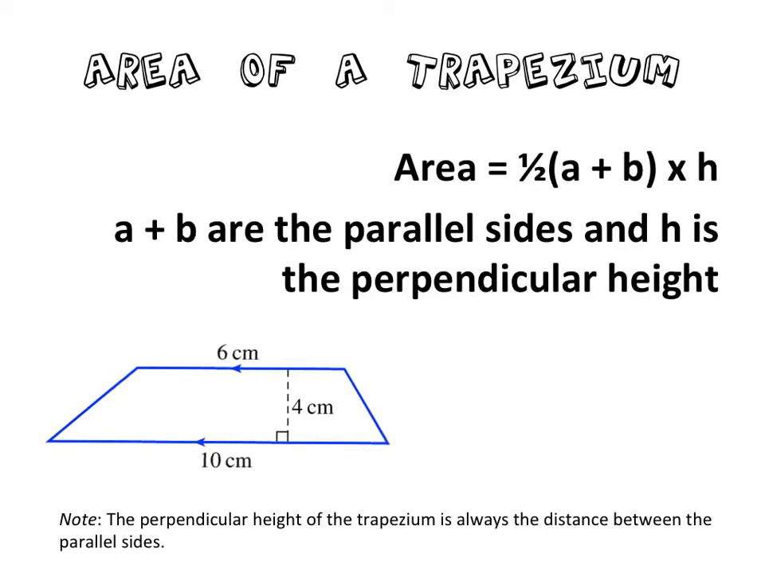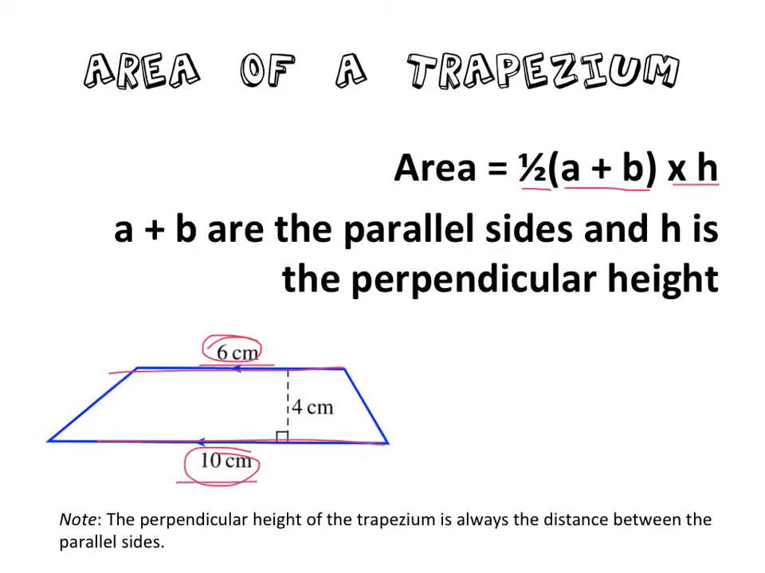Okay, so the area of a trapezium is worked out with the following formula. Its area equals half A plus B in brackets times H. A and B are simply the two parallel sides. So I can tell it's a trapezium, I've only got two sides that are parallel. One is labelled at 6 centimetres, one is labelled at 10 centimetres.